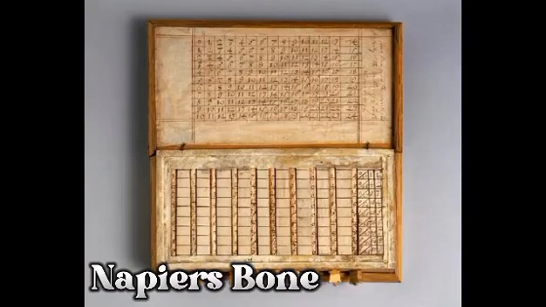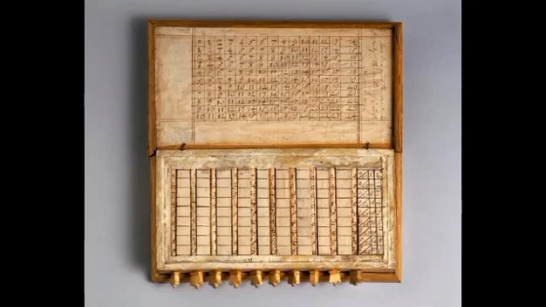Second device, Napier's bones. It is also called the Napier rod, and it was invented by Scottish mathematician John Napier. The Napier bones are numbered rods, which could be used to perform multiplication.